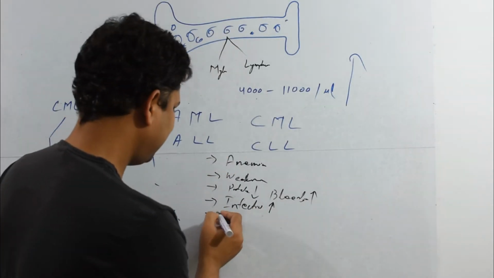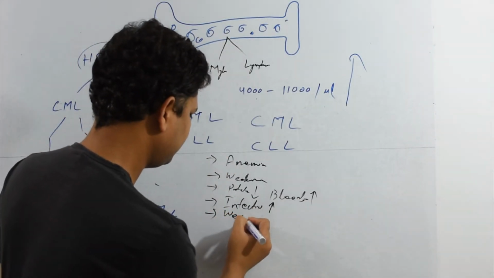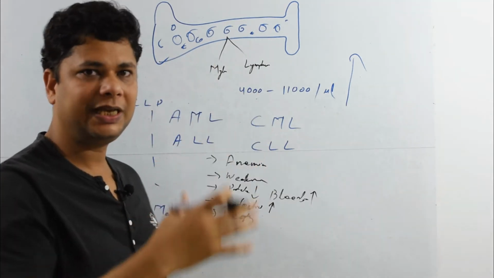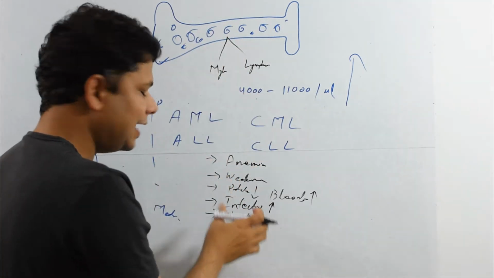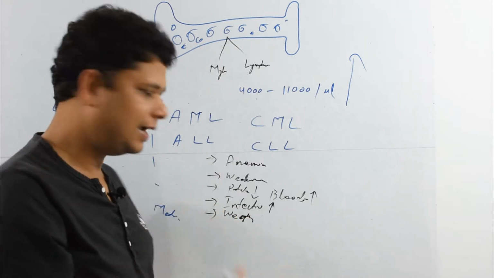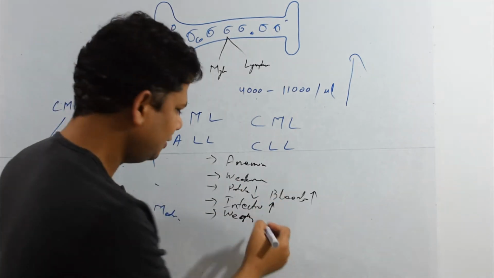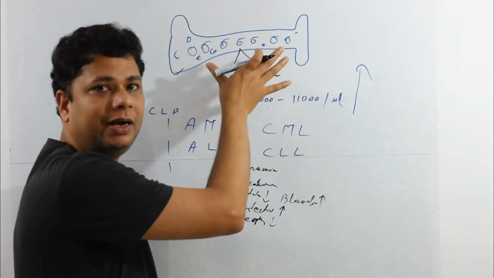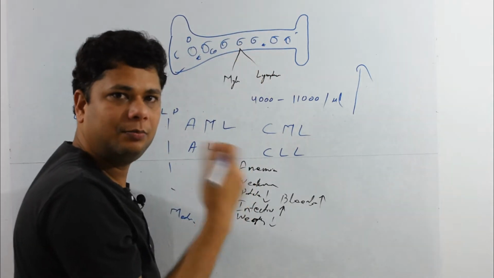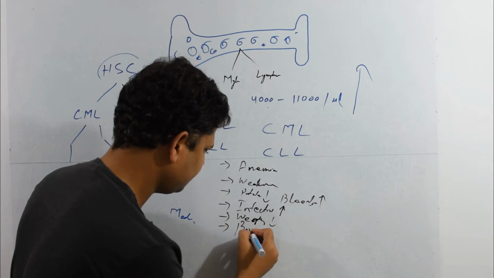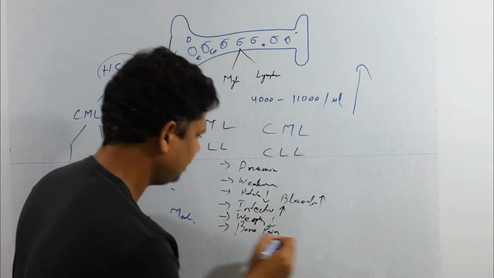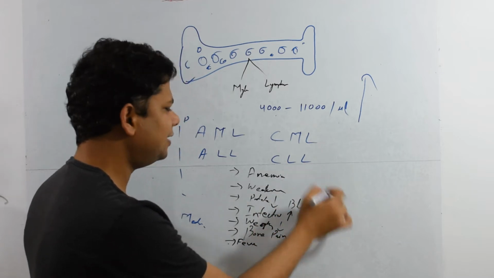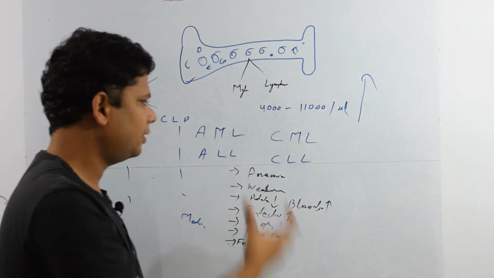And next is weight loss. These cells need so much energy that they will take up all the energy, and other tissues will not get enough energy, so there will be weight loss. Because these cells are growing in the bone marrow, they will cause some bone pain and also some fever. So these are the basic symptoms of leukemia.